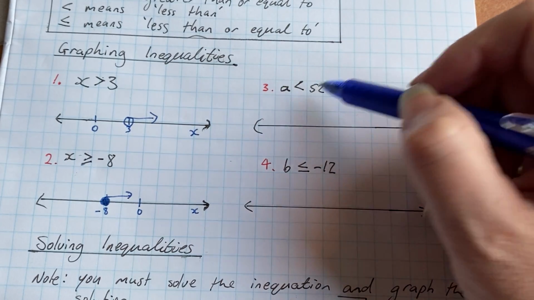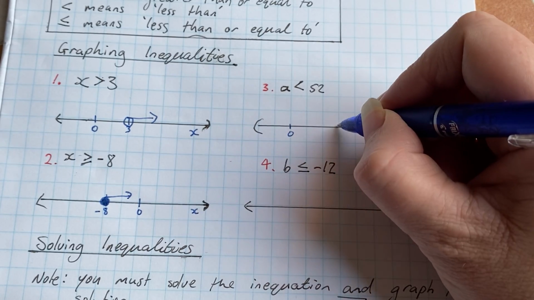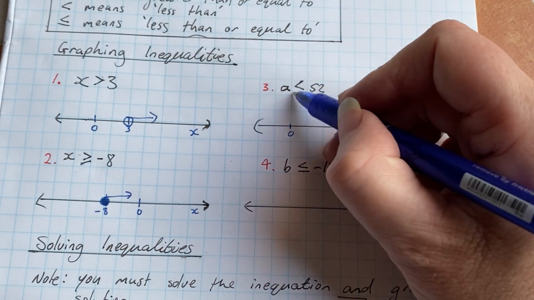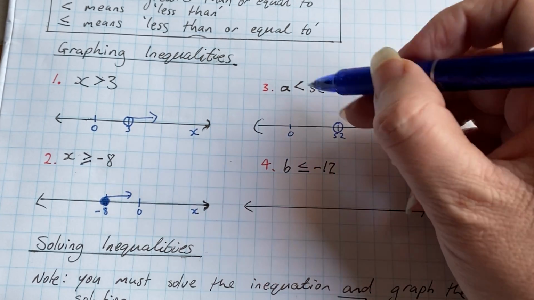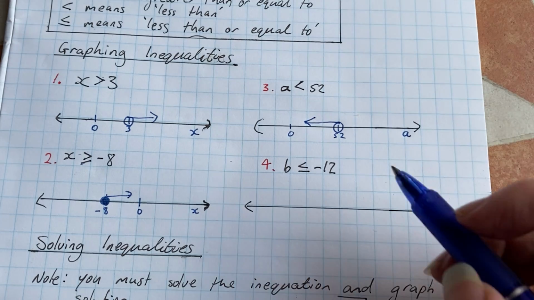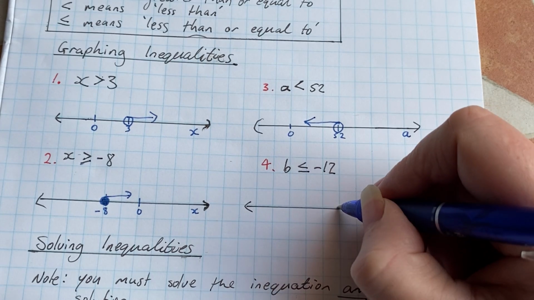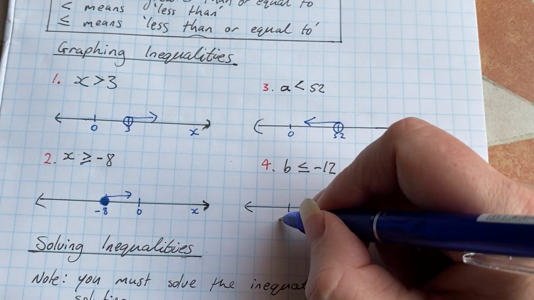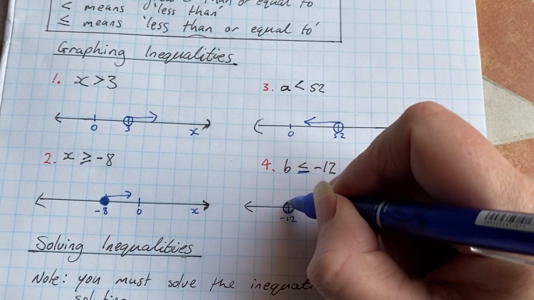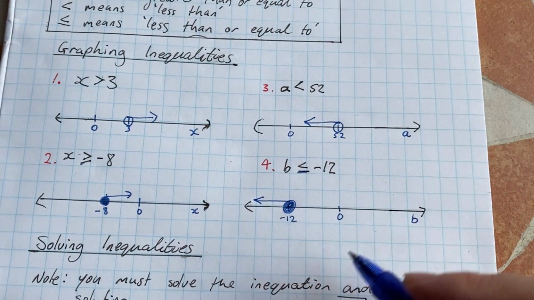Over here, A is less than 52. So we'll mark our axis with an A. We'll put a 0 here, and anywhere you want, put the 52 as long as it's to the right of the 0. It doesn't have the equal sign, so it's an open circle, and we're going to the left, so we go that way. And lastly, B is less than or equal to -12. So we mark B on our number line, we mark 0, -12 is to the left of 0. We need to fill in the circle because it's got this equals line, so fill in a circle at -12, and the arrow points that way. Less than, so down lower.